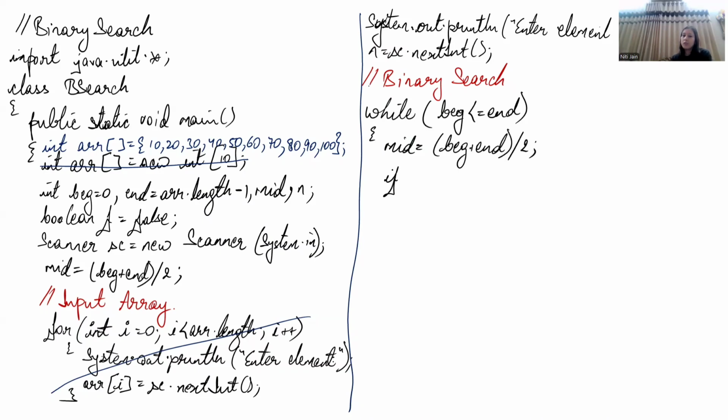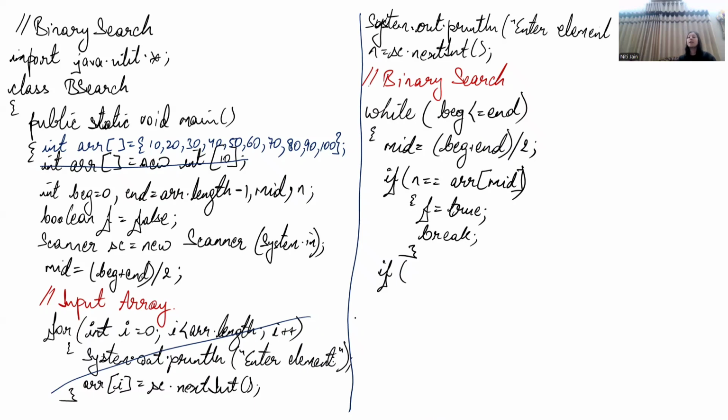Now, the very first thing I did was to see whether n is equal to arr[mid]. If n is equal to arr[mid], I have to make f true because I have located the value. That is, my flag is up now and no more searching is required. I will break and come out of the loop. Otherwise, I will put another if. It is not always the case that I will find the value at the middle index, so my value can be smaller or larger.